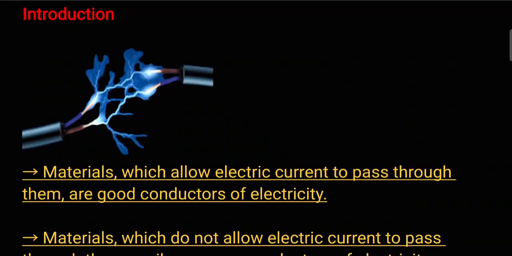Hello everyone, this is an introductory class in which we are discussing current. A material which allows the electric current to pass through it is called a good conductor of electricity. We know about the conductor: a conductor is a substance which passes current. Current means the flow of electrons. We are talking about the current.